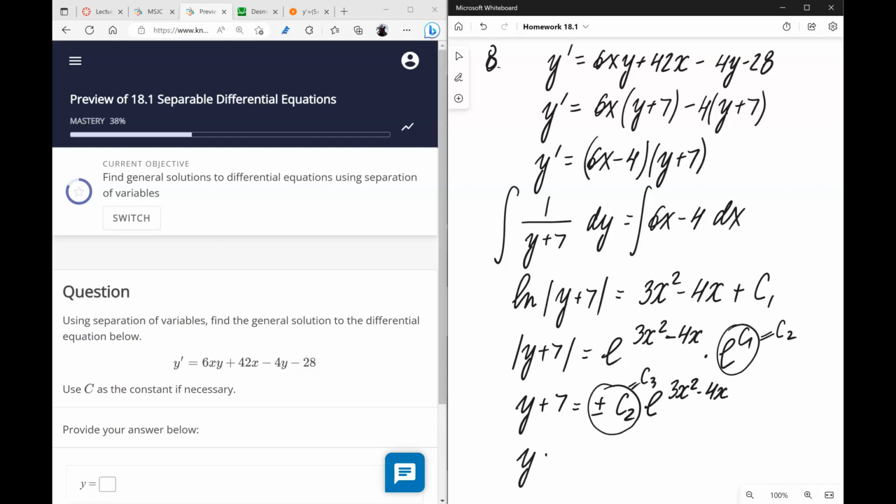And finally, y can be found by subtracting 7 from both sides. And since this is the last line, I'm not going to write c3, I'll just call it c. And this is my final answer.